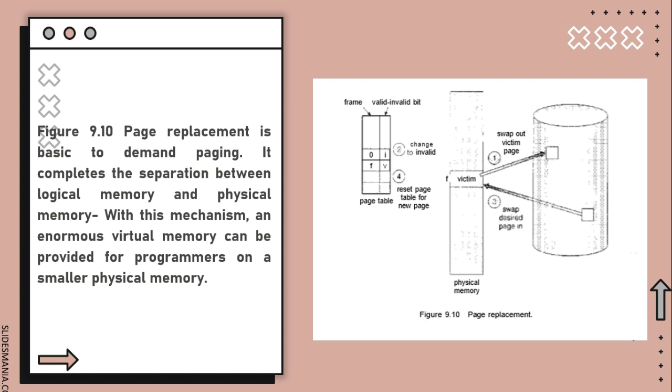Page replacement is basic to demand paging. It completes the separation between logical memory and physical memory. With this mechanism, an enormous virtual memory can be provided for programmers on a smaller physical memory. With no demand paging, user addresses are mapped into physical addresses, so the two sets of addresses can be different. All the pages of a process still must be in physical memory. However, with demand paging, the size of the logical address space is no longer constrained by physical memory. If we have a user process of 20 pages, we can execute it in 10 frames simply by using demand paging and using a replacement algorithm to find a free frame whenever necessary.